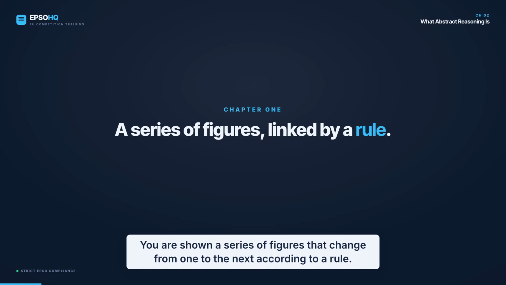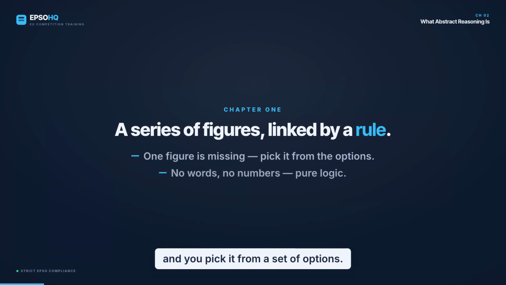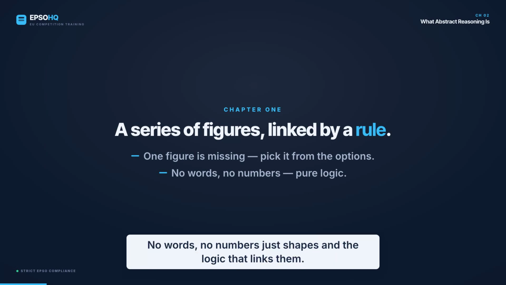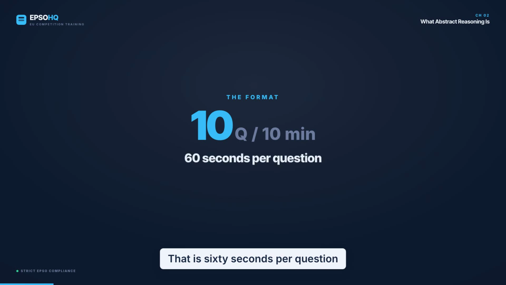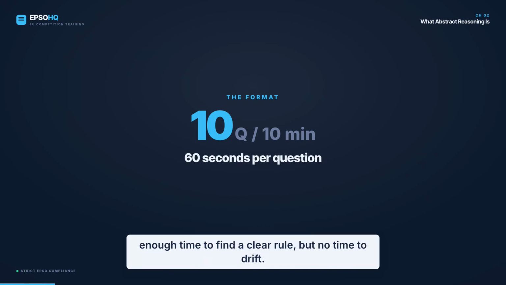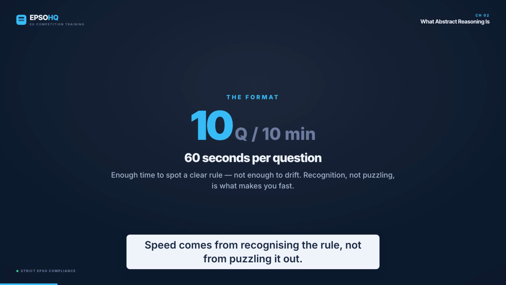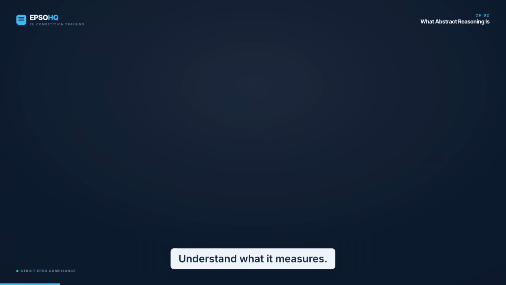So what is abstract reasoning exactly? You are shown a series of figures that change from one to the next according to a rule. One figure is missing, and you pick it from a set of options. No words, no numbers, just shapes and the logic that links them. The format is tight. In the AD5 competition, abstract reasoning is 10 questions in 10 minutes. That is 60 seconds per question. Enough time to find a clear rule, but no time to drift. Speed comes from recognizing the rule, not from puzzling it out.